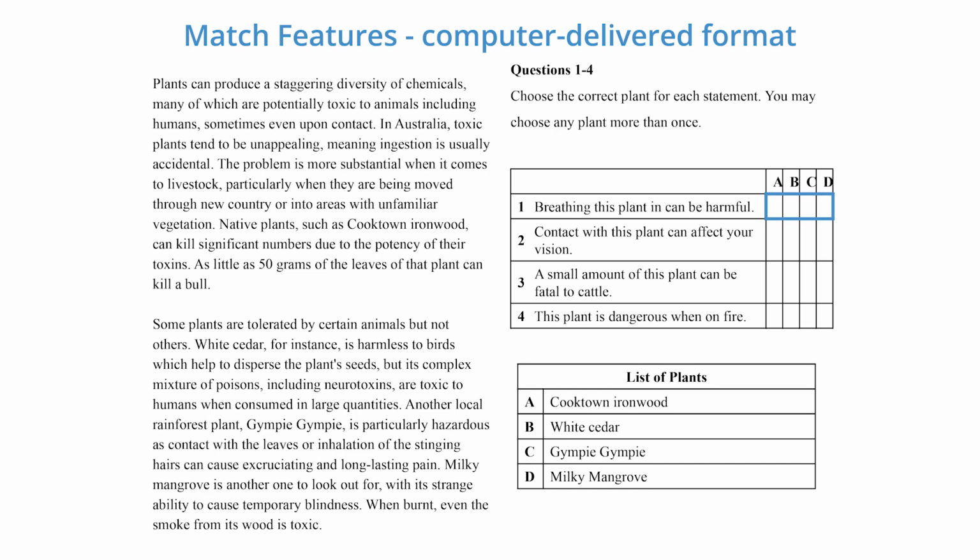On a computer delivered test, we have got a table and the instruction says choose the correct plan. You may choose any option more than once, and that's the same in paper delivered format as well. So the only difference is how you do it. So here for question 1, you have to choose from options A, B, C, D just by clicking on the column. It looks a bit complicated, but it will get easy once you get the hang of it.